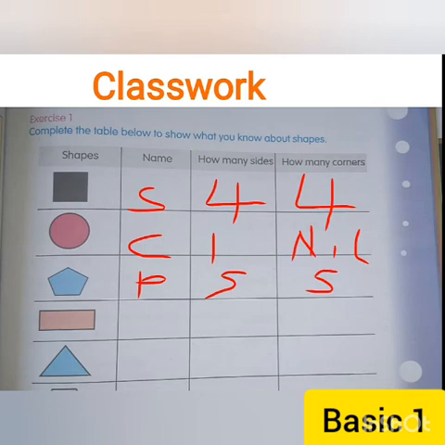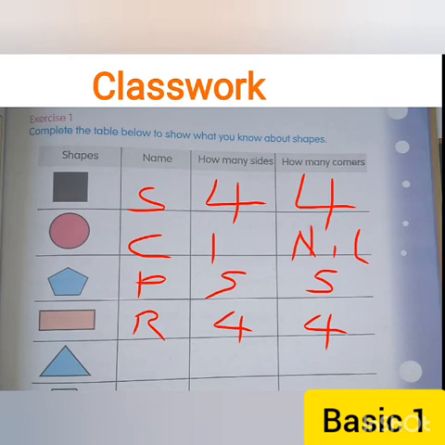The next shape there is a rectangle. We'll also use the first alphabet to denote a rectangle, beginning with letter R. How is it spelled? R-E-C-T-A-N-G-L-E. Rectangle. It has 4 sides and 4 corners.